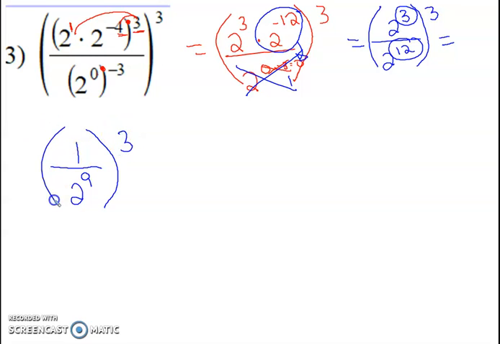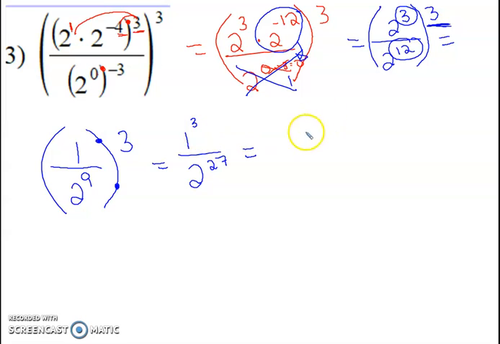Still have my 3. It didn't go anywhere. So let's go ahead and distribute the 3. 1 to the third over, and parentheses means a multiply. 9 times 3 is 27. I can still simplify this more.